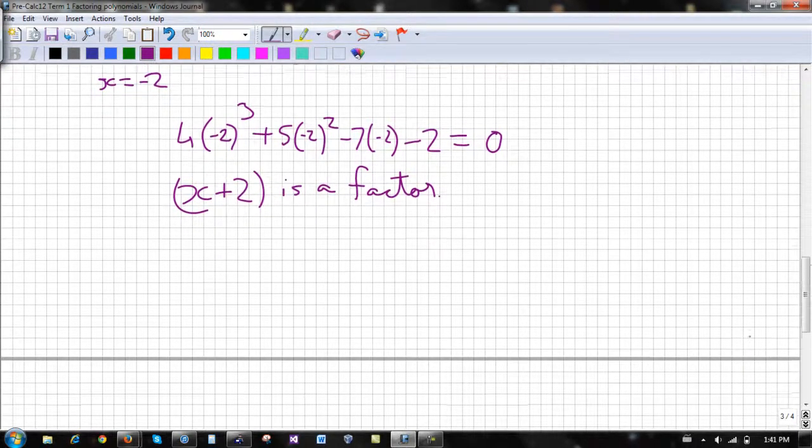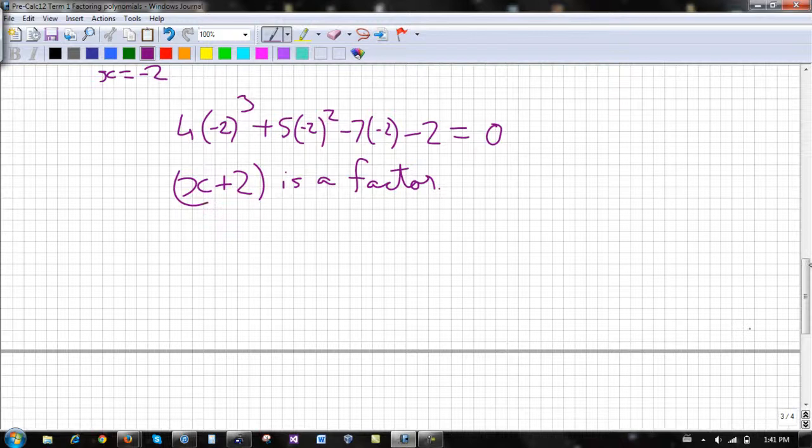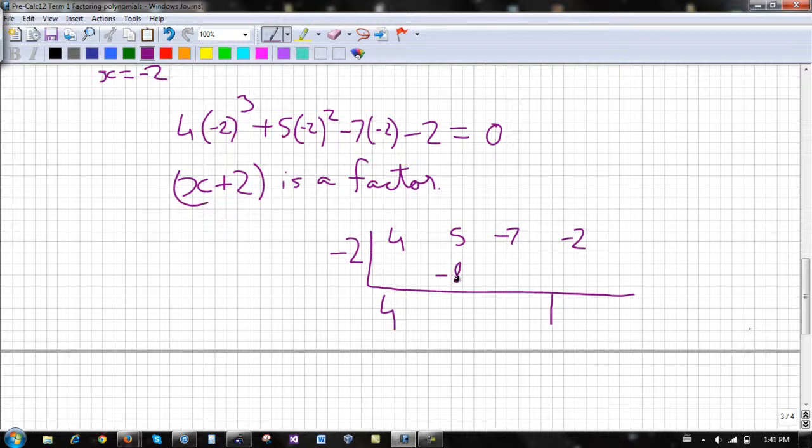We would do the same process again using synthetic division, dividing the polynomial by -2. So we have 4, 5, -7, -2. 4 gets carried forward down. 4 times -2 is -8. 5 plus -8 is -3. -3 times -2 is 6. -7 plus 6 is -1. -1 times -2 is, well, 2. So -2 plus 2 is 0.